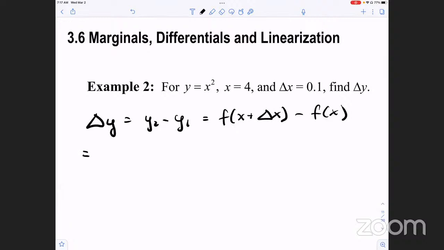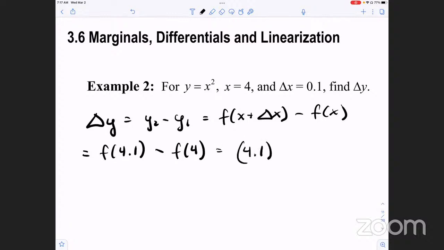So x plus delta x is going to be 4.1, right? So we're finding f of 4.1 minus f of 4. We're basically saying 4.1 squared minus 4 squared. 4.1 times 4.1 minus 16 is 0.81. All right, so when x changes by 0.1, y changes by 0.81. Okay, this is what we get.